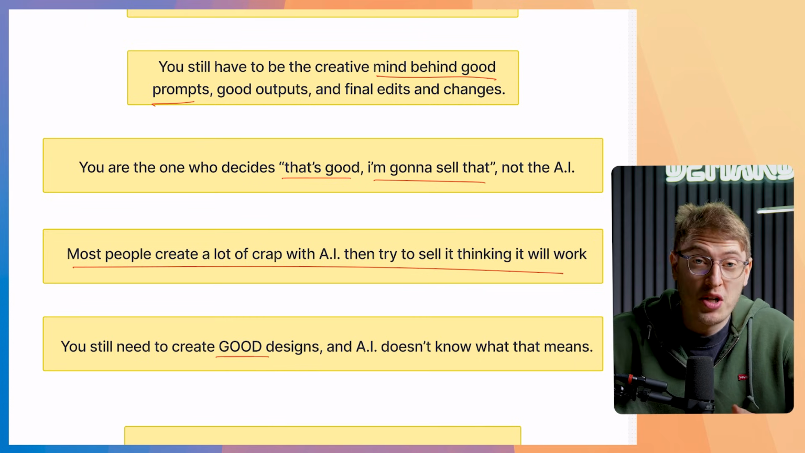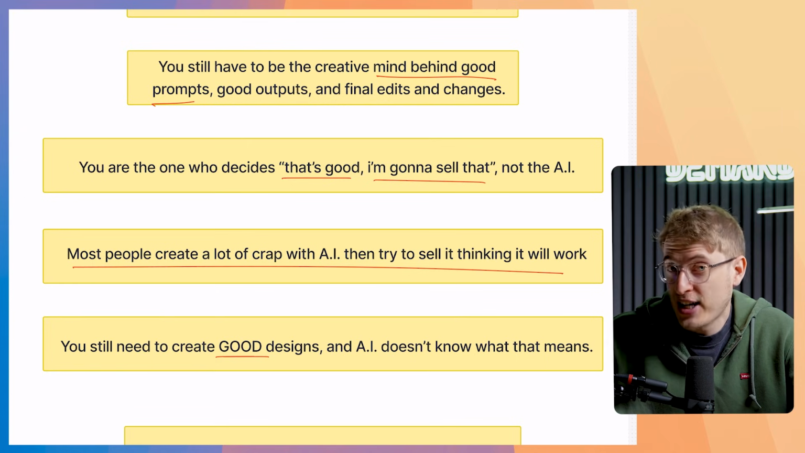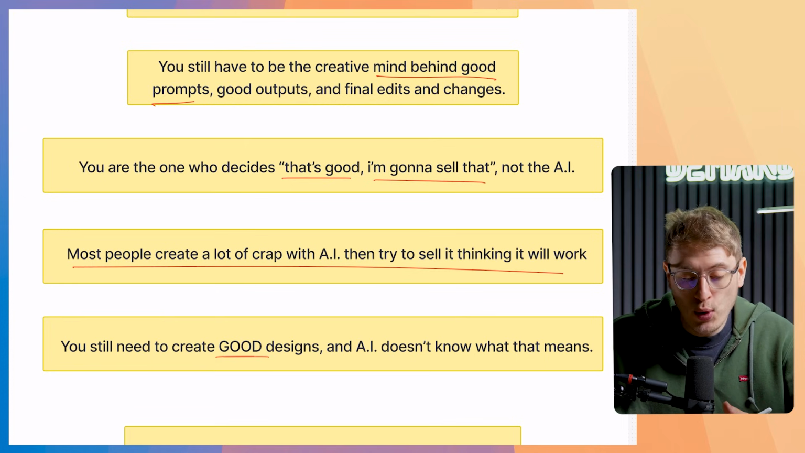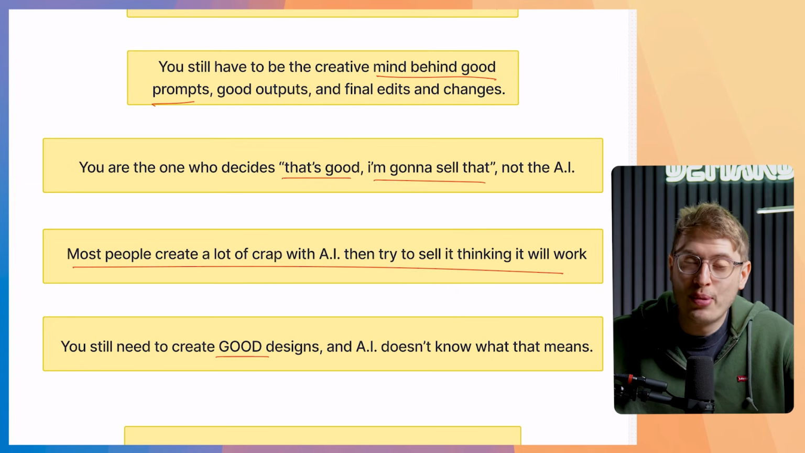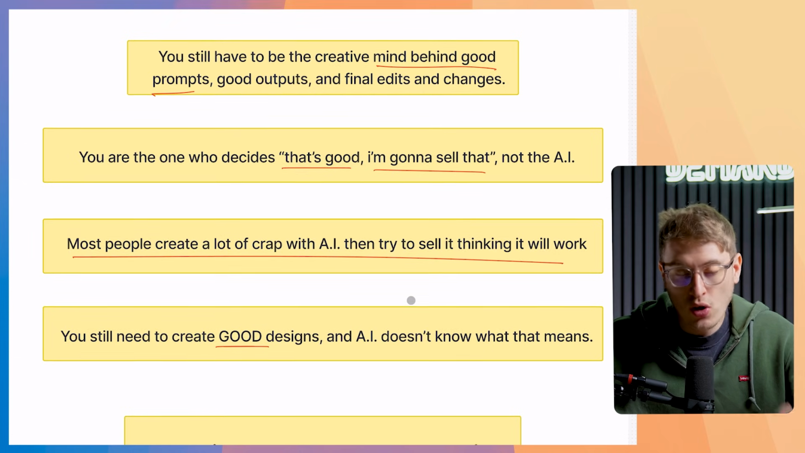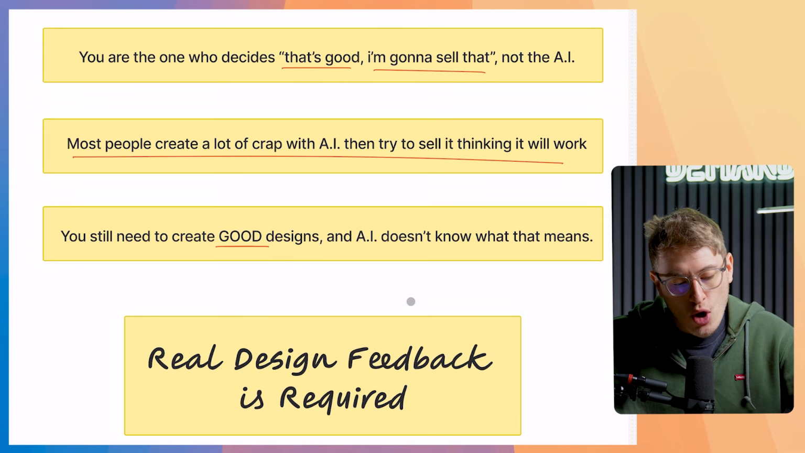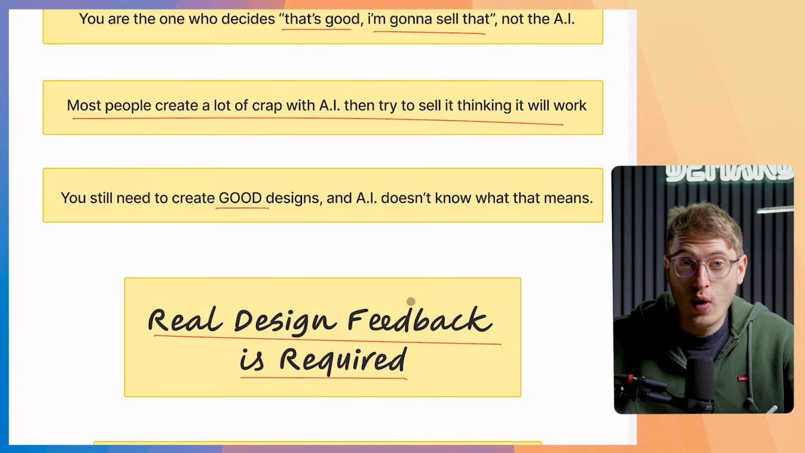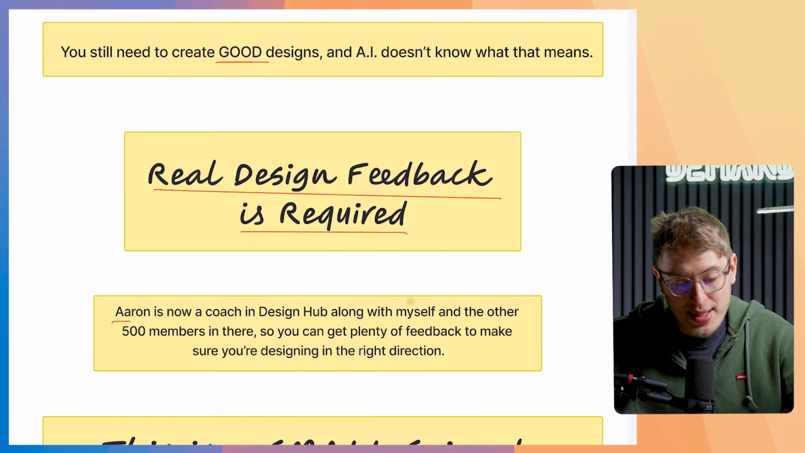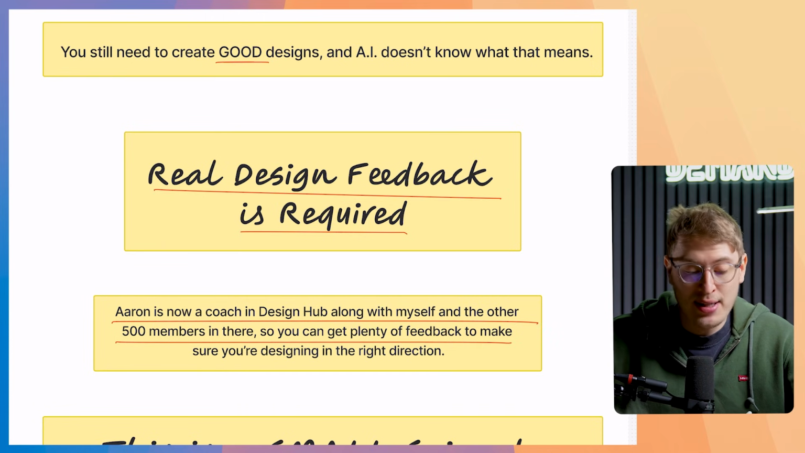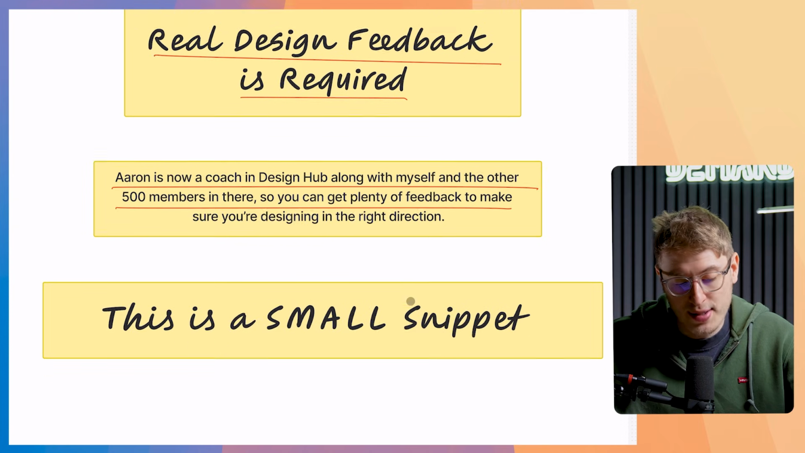We can train it as much as possible. We can put the red flags checklist in there that we give away in the community, right? There's various things that we can do, but at the end of the day, it isn't a human, right? It's not going to know. Real design feedback is required and can really, really help. So Aaron is now a coach in the Design Hub along with myself and 500 members in there. And you can get plenty of feedback so that you're designing in the right direction.